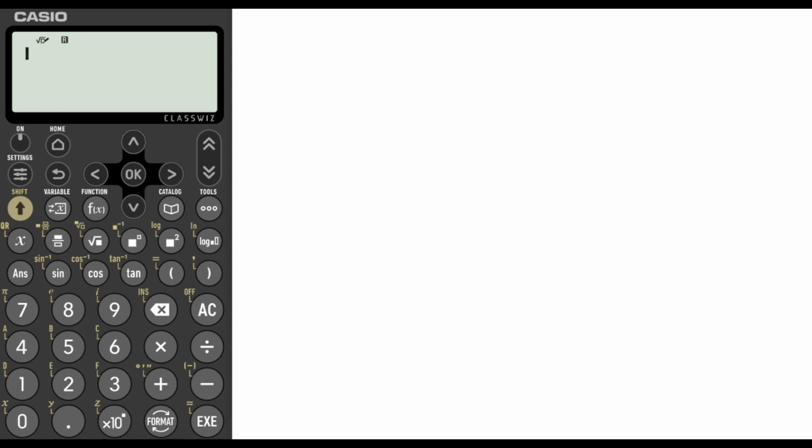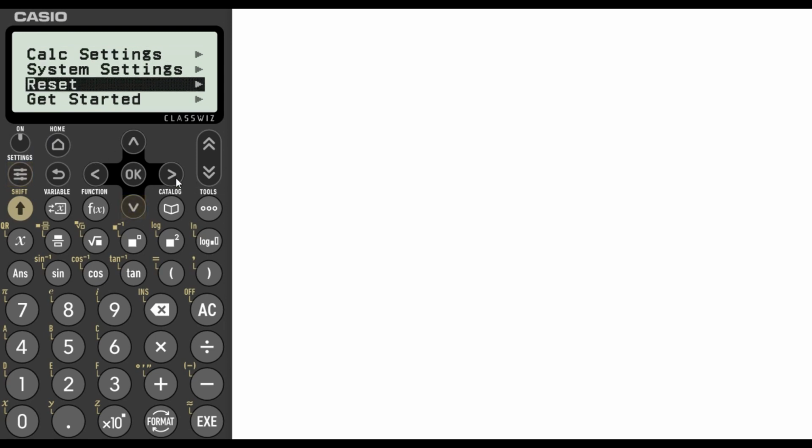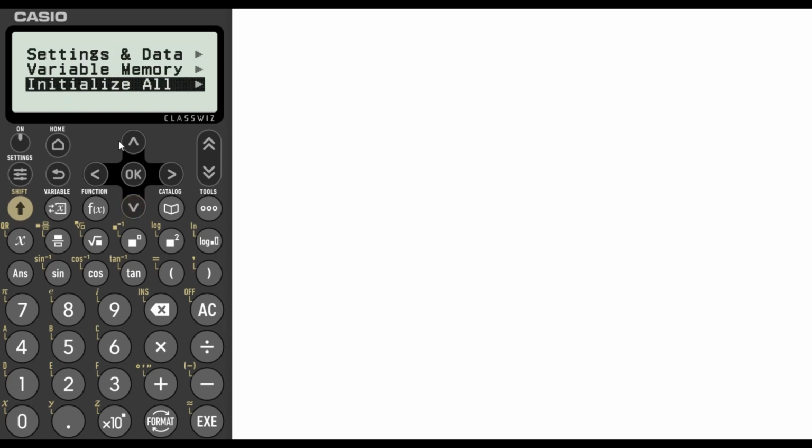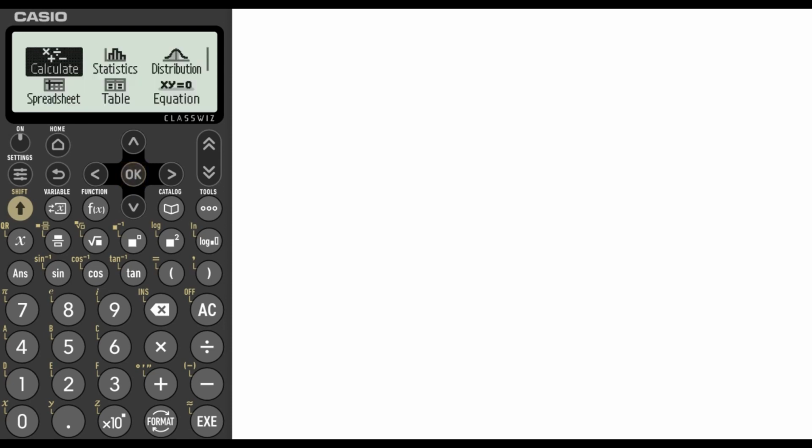To reset your calculator, go to the Settings, scroll down to Reset, press OK. Typically, we would want to initialize all, which means we reset the calculator back to its default settings. If we scroll down to Initialize All and then press OK, we can then press OK once again to initialize all the settings. This would return the calculator back to its default settings.